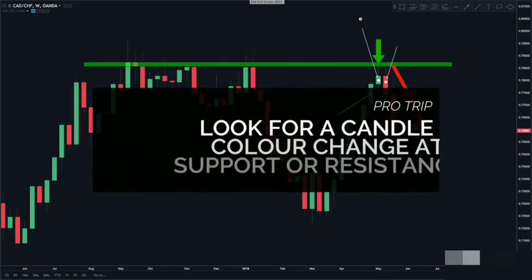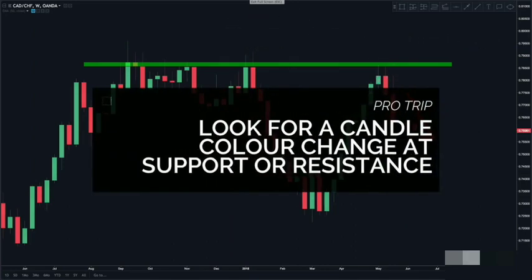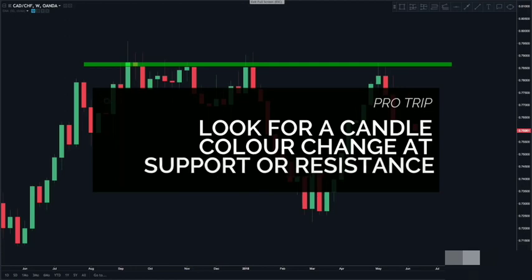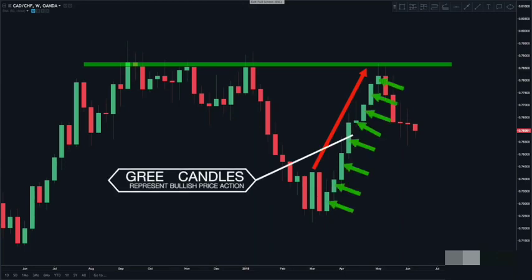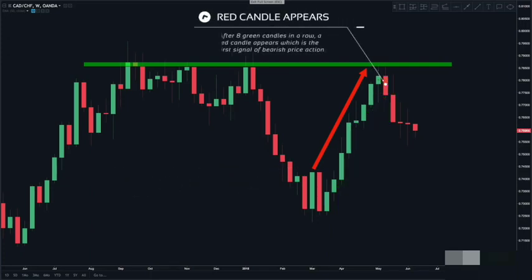Now here's a pro tip. Look for a candle color change at support or resistance, which can signal a possible trend change. I'll show you what I mean. So as price is moving upwards, notice all the green candles. Green candles represent bullish price action. As you can see, there's 8 green candles in a row, before finally a red bearish candle appears. And the most important part is that it occurs right at resistance. And as you can see, price then reverses.